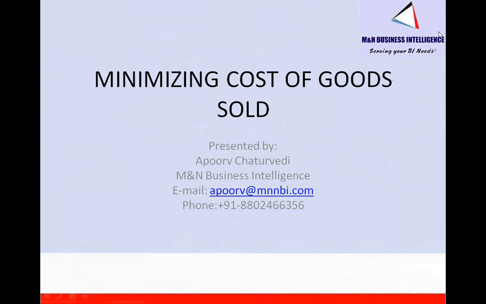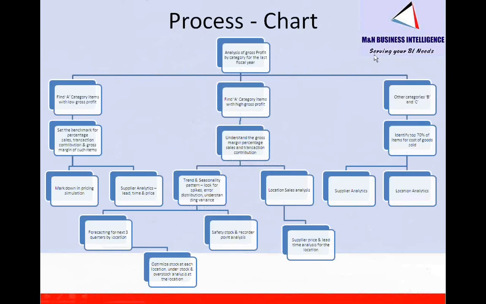So I go to the first slide of mine. This was the process flowchart which we have adopted. We have looked at the gross profit by category for the last fiscal year. We handle category A items with high gross profit first, and we look at the gross margin percentage, sales and transaction contribution. Look at trend and seasonality, forecasting, and then optimizing stock, and look at safety stock. Location analysis, supplier analytics also follow from here.